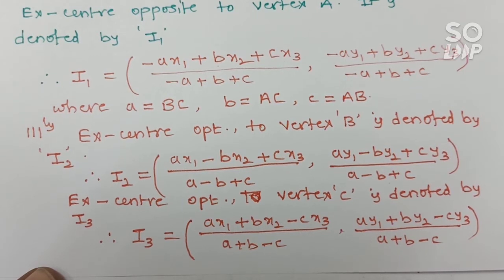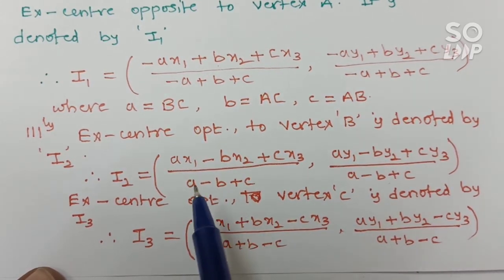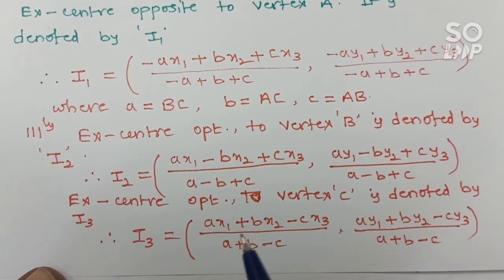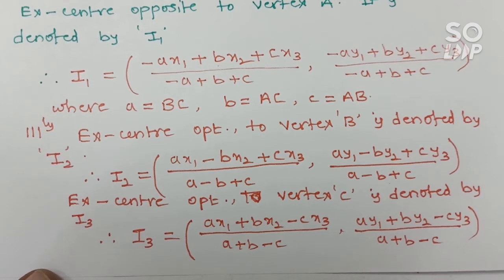Once again, remember the definition of the excenter. The excenter is the point of intersection of external angular bisectors. That is nothing but the excenter. One is opposite to vertex A, the second is opposite to vertex B, and the third is opposite to vertex C.